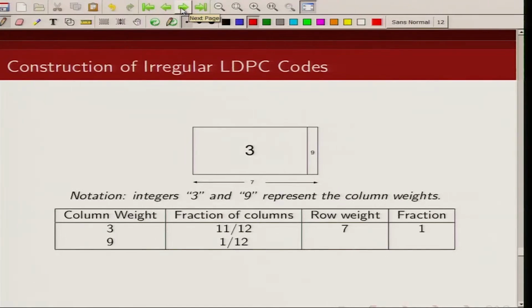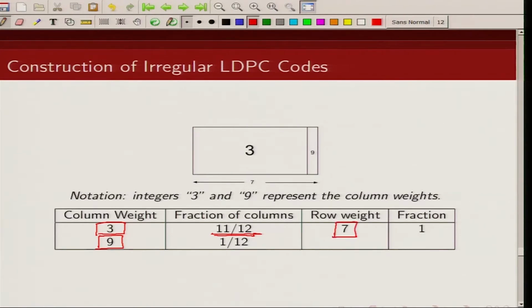So, let us say we would like to design an LDPC code which has column weight such that 11/12 of the columns have column weight 3 and 1/12 of the columns have column weight 9.